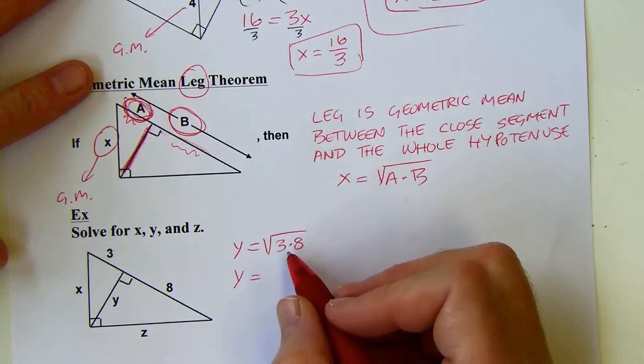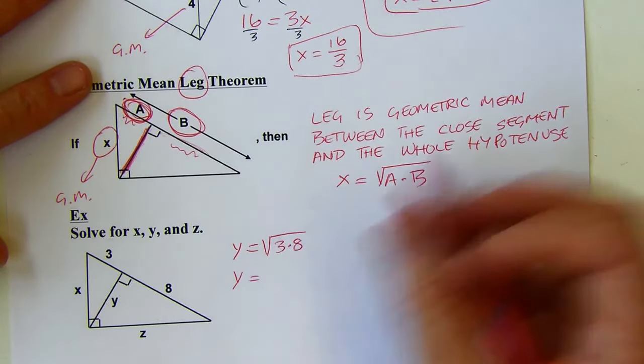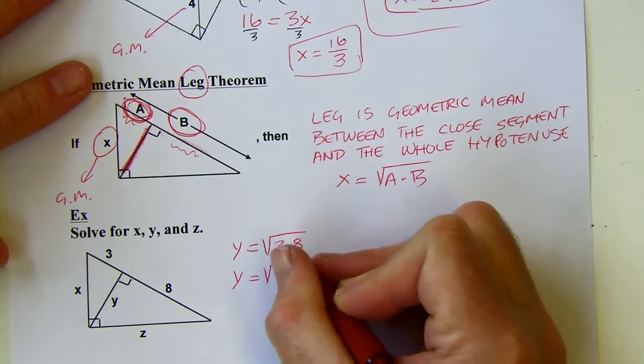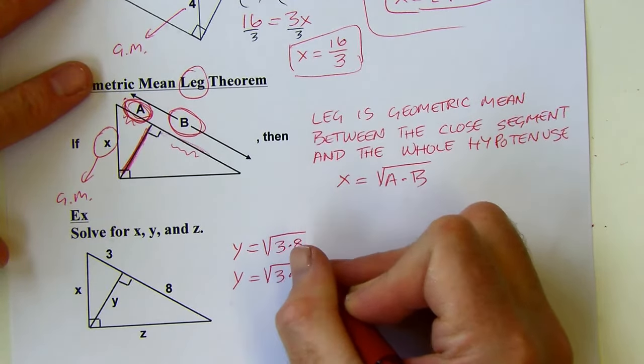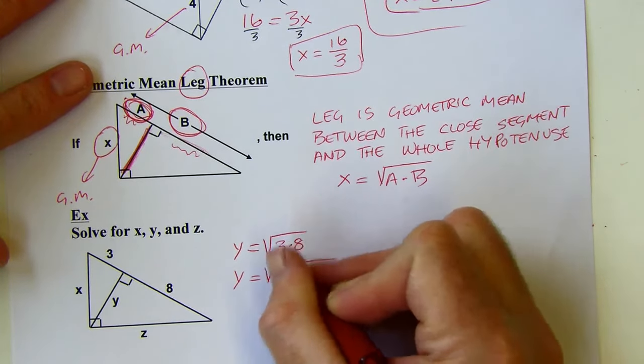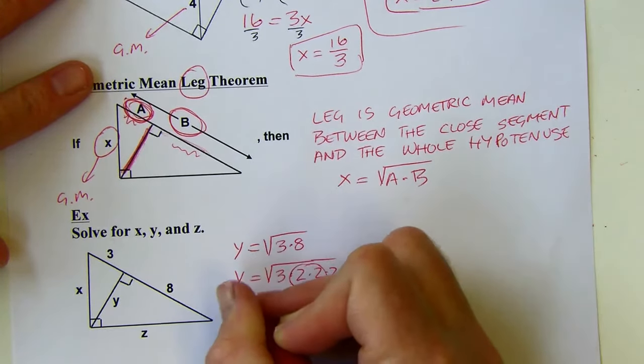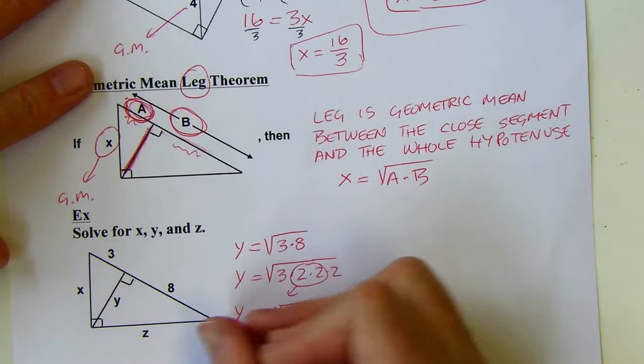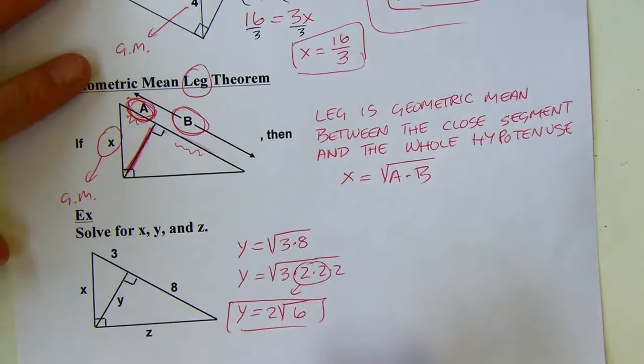Okay, that would be root 24. Hey, we just did that somewhere earlier, root 24. But it's not a perfect square, so let's break up the 8. 4 times 2, or 2 times 2 times 2. Okay, and I got a 3 and a 2 left in there. So 2 root 6 is y, okay?